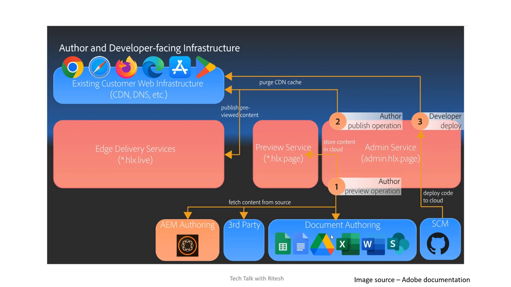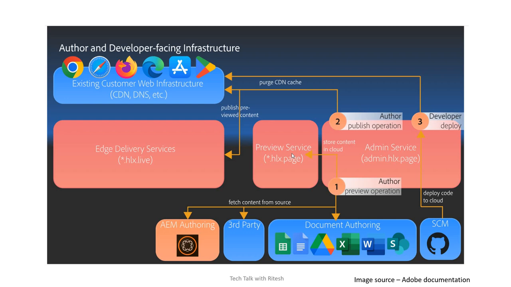step one would be the author will create the content using documents or AEM authoring or the third party solutions available. Authoring is done. Consider authoring is done, and then a developer will create the content and then SCM utilities will deploy the content. Now that is also done. Now we have this admin services available, right?